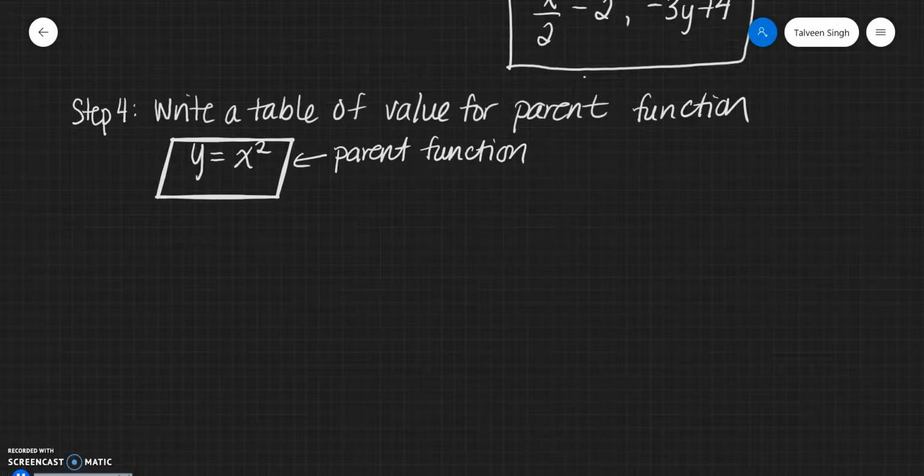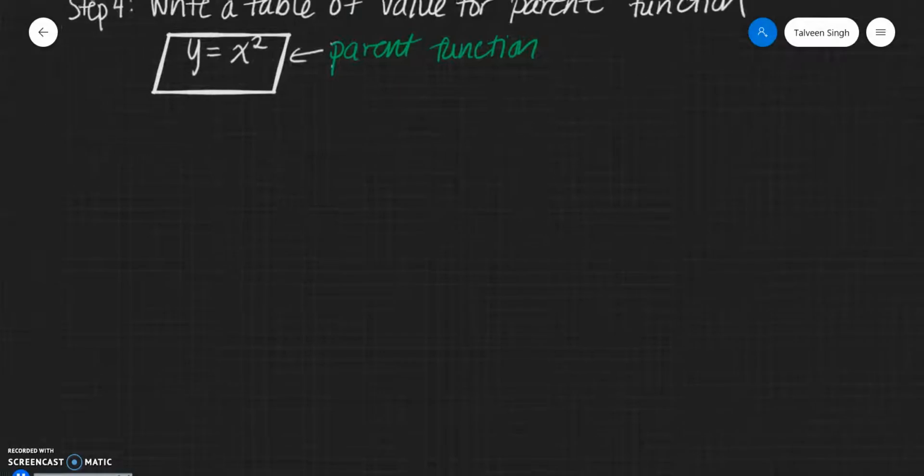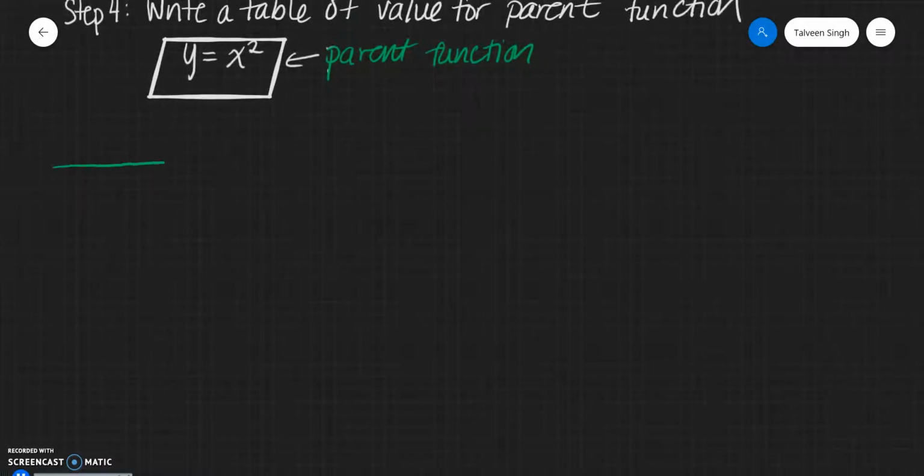For our purposes, I'm going to make sure the parent function is in green, just so that it's a little bit easier to see in a different color. The table of values, I'm just going to draw in right here: x, y. For x squared, we always use negative 2, negative 1, 0, 1, 2. If you look back at lesson 3, you can look at that. Negative 2 goes to 4, 1, 0, 1, 4. So those are always going to be our points for our parent function if it's a quadratic function.